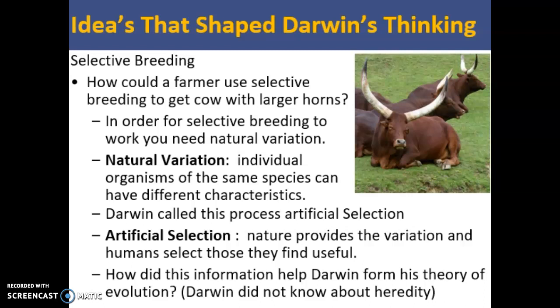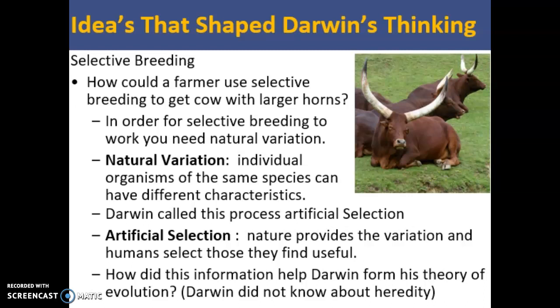Right? Now, again, this requires what Darwin called natural variation, right? Individual organisms of the same species must have differences, right? So this is all about genetic diversity that we talked about in earlier chapters, but of course, Darwin had no idea of genetics. But he knew that things had different traits.